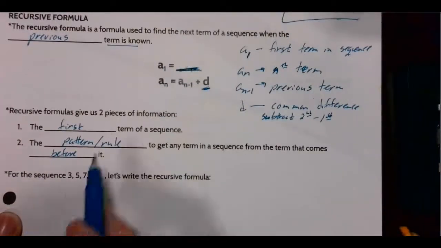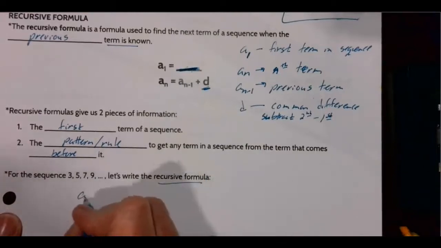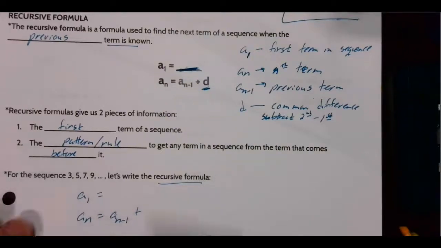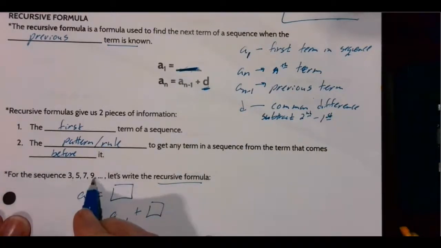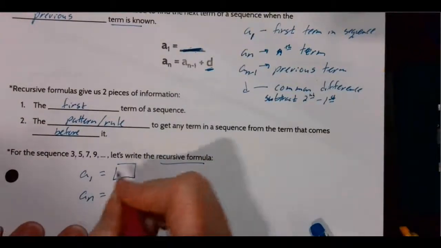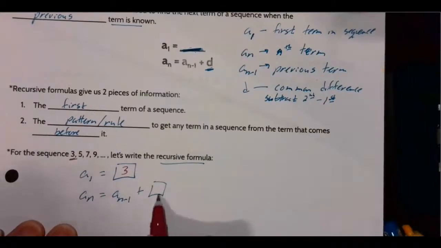So for the sequence 3, 5, 7, 9, let's write the recursive formula. I need a sub 1, and then I'm going to write a sub n equals a sub n minus 1, so the previous term, plus d. So we are filling in this spot and this spot given this information. Well, the first term shouldn't be any problem at all. That's going to be given to us, or else we can't use the recursive formula. So our first term is 3. Then we have to find the common difference.